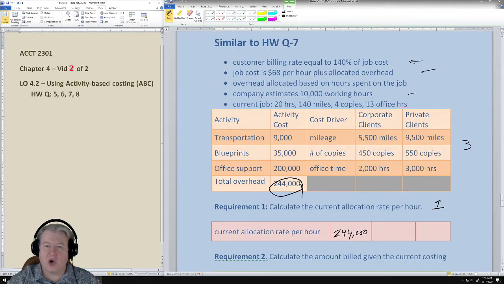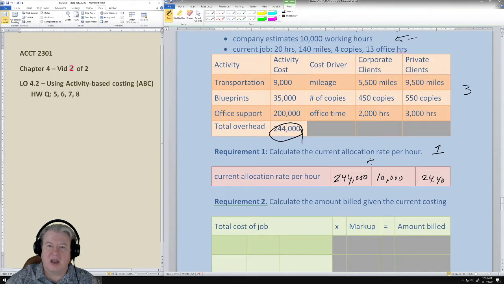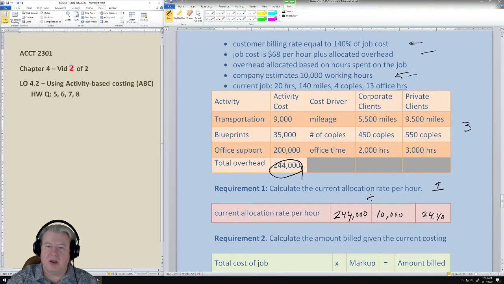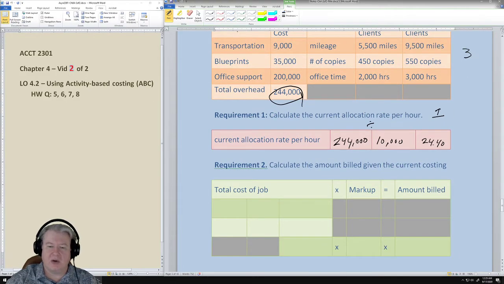And what is the total amount of estimated cost driver? Well, here it's the working hours. So that's 10,000. So this is a divided by, right? So we would say that comes out, if we're just using working hours as our means of doing it, it would come out to $24.40. So if we had this current job of 20 hours, this one right here is where I'm looking at, 20 hours, 140 miles, 4 copies. So using just the single rate, we don't care about the miles, copies, and office hours. We just use the one rate. And how do we do this?